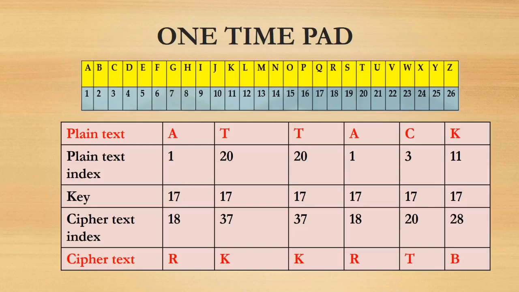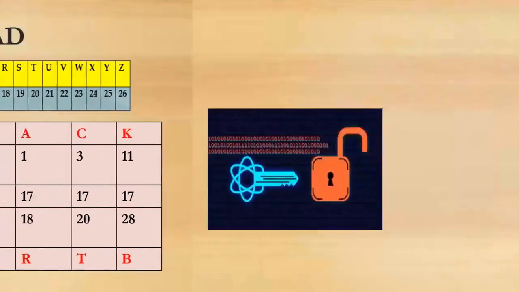If the main plain text is greater than the key, then we will only use the numbers like the main plain text. Suppose we have a key which is elephant, and we have a plain text which is attack. So for elephant, we will only use the first 5 characters. This is how we will do one-time pad encryption.